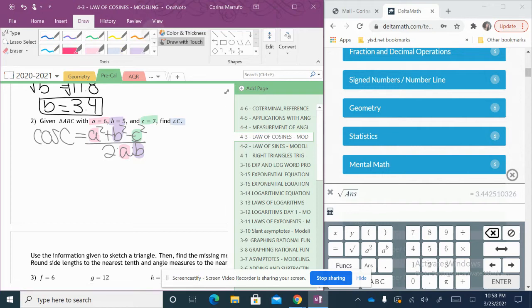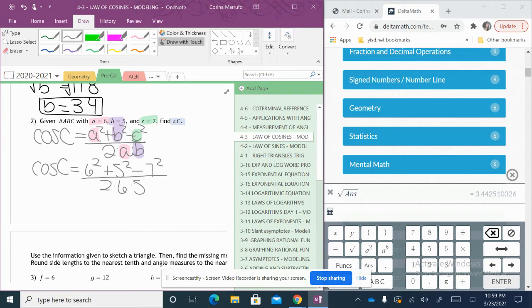Okay. So let me go ahead and write this all out. We have cosine of big C equals A, I'm going to put a 6 squared, plus, instead of B, I'm going to put a 5 squared, minus C, we're going to put a 7 squared, over 2 times A times B. Okay, and we're going to go ahead and put all of that in our calculator exactly the way we see it.